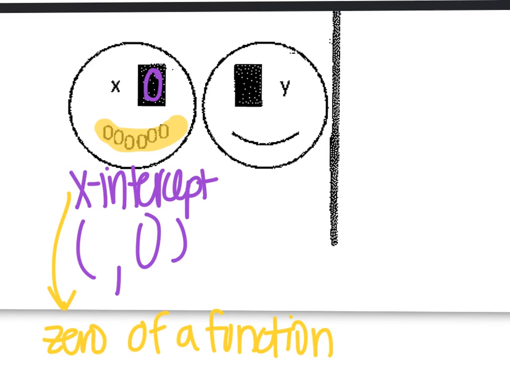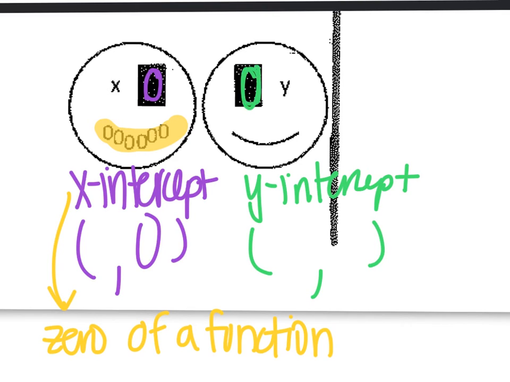On the right, this happy face is for our y-intercept. So anytime we have a y-intercept in the ordered pair, it is always 0 and then y. So it's always 0 and then y.